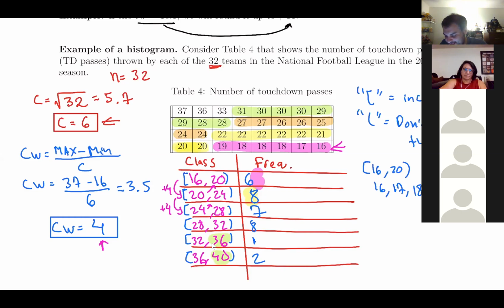I'm a little bit in need of space. All right.